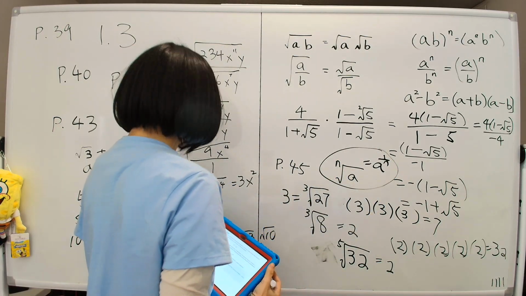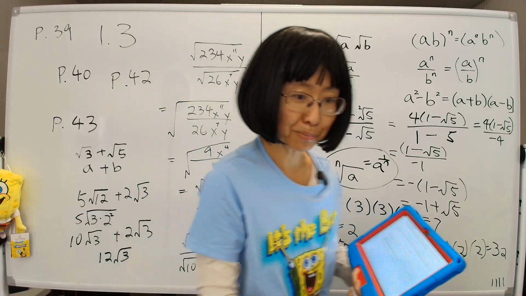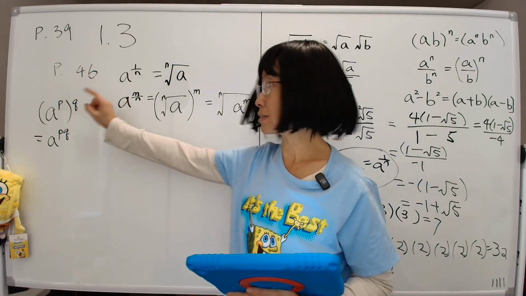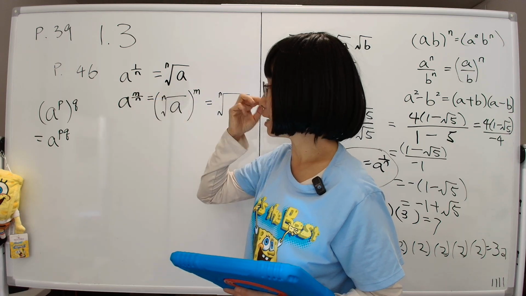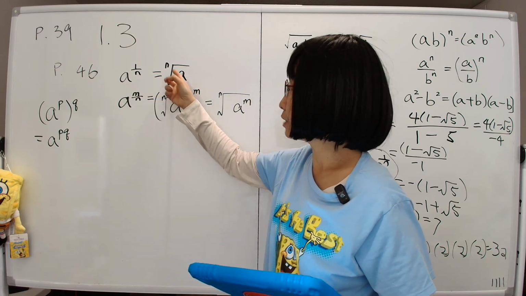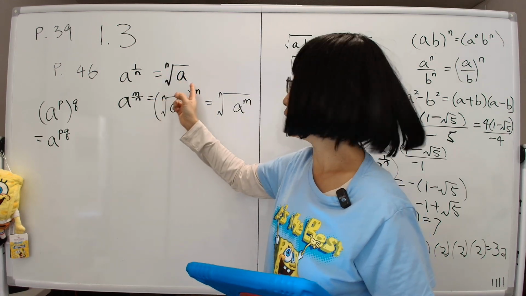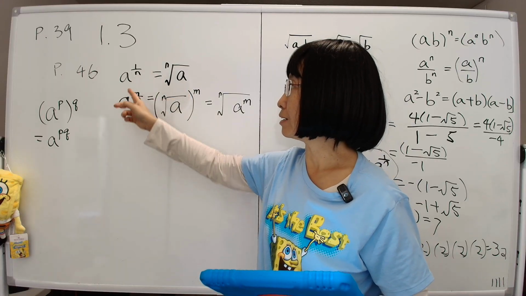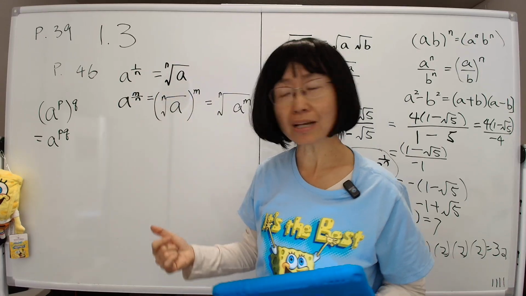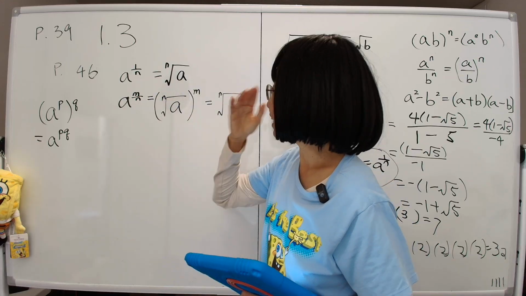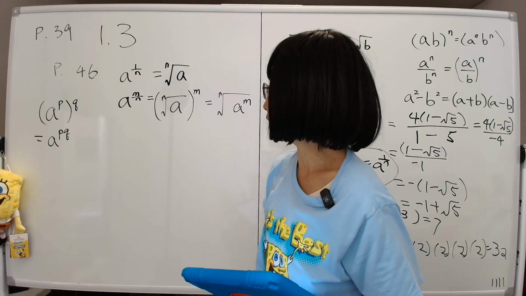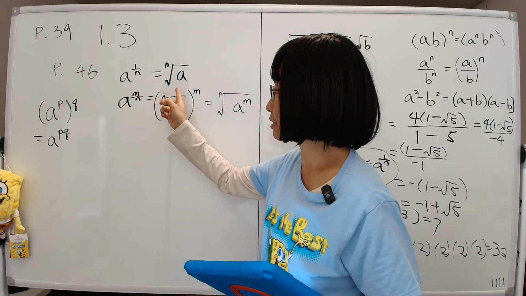What that means is, let me clean up the board. All right, now let's look at page 46, where we have this particular notation. That is, the nth root of a can also be written as a to the power 1 over n. You write it as a fraction. The idea is just that sometimes this is easier than drawing the radical sign. So they are exactly the same thing.